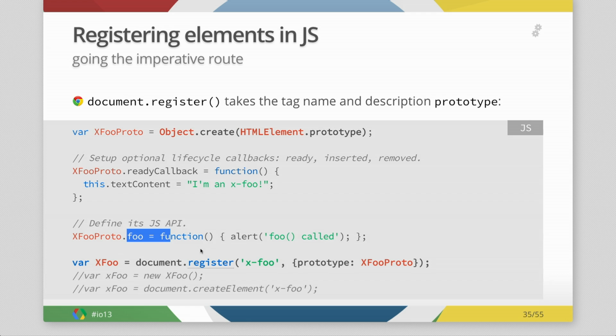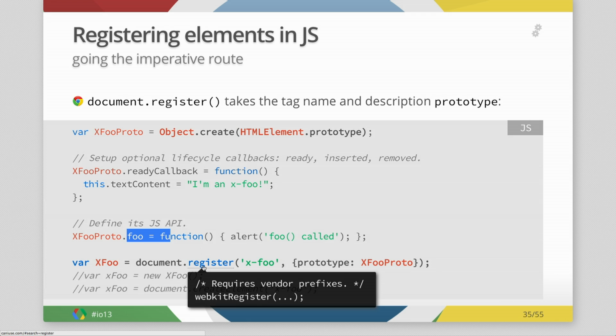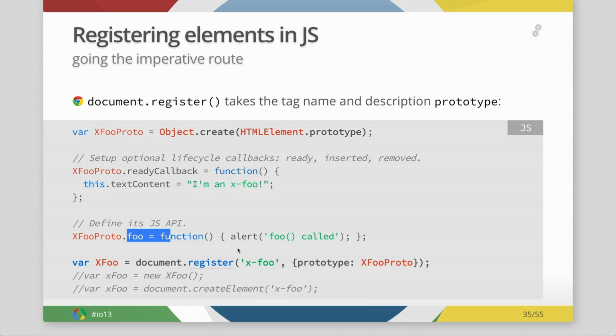And the last thing here, to actually get this thing registered in the browser, call document.register, vendor prefixed, where the first argument is your tag name that you want to register, and the second is an object describing that prototype you just set up. And so once you do that, this thing returns a constructor that you can then use as you would normally expect. New x-foo, document.createElement x-foo tag, totally standard stuff.